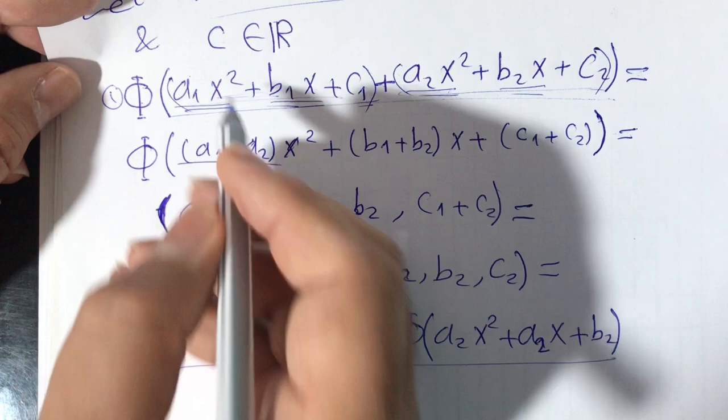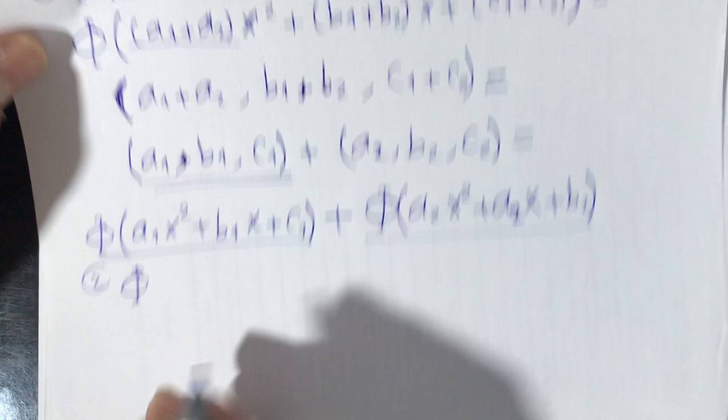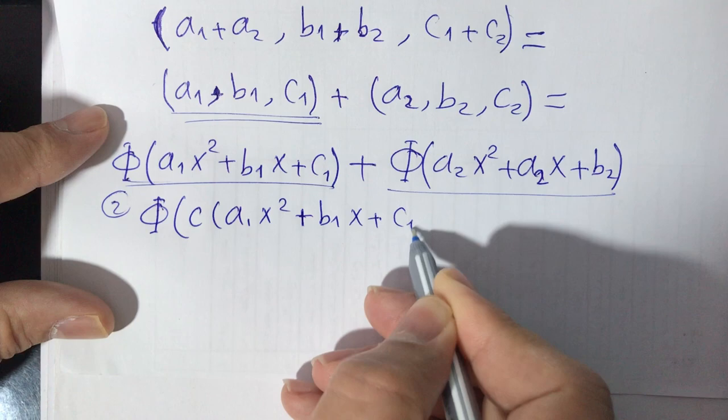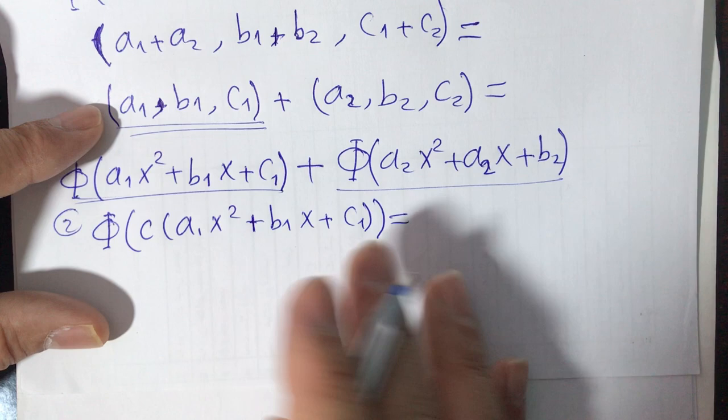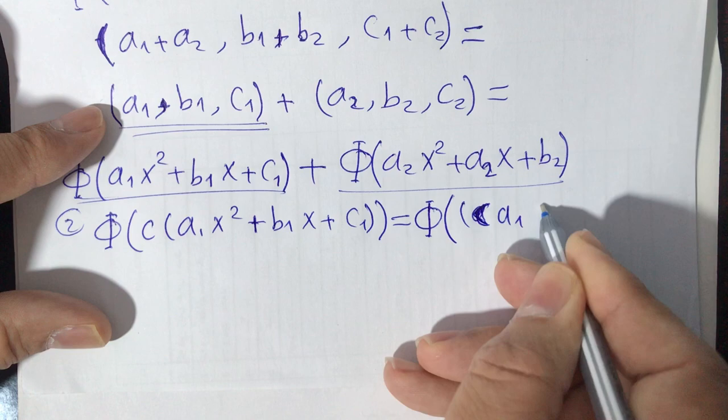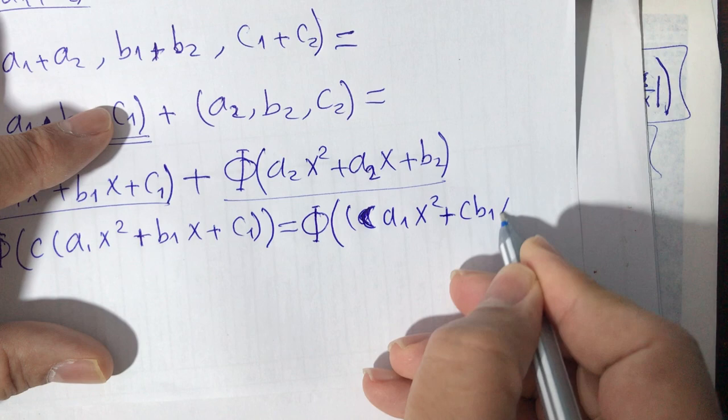And the second condition: take phi of C times (a1 x squared plus b1 x plus c1). We can move C inside for all of them, and we get phi of C a1 x squared plus C b1 x plus C c1.